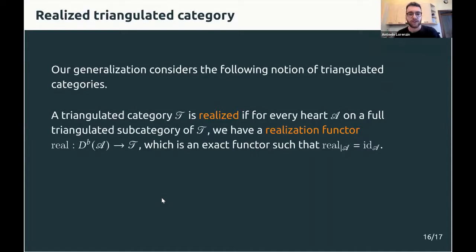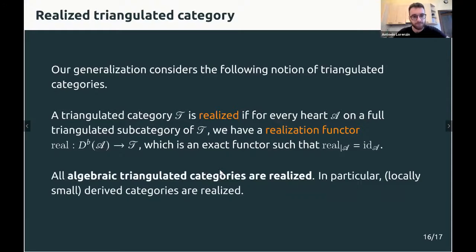So a triangulated category T is called realized if for every heart A on a full triangulated subcategory of T, we have a realization functor that is generally denoted with real. And this is just an exact functor that if you try to restrict to the heart, it will give you the identity. And here I require this to hold for every heart on a full triangulated subcategory, because I want all triangulated subcategories of T to also be realized. So it is closed under subcategories. It is very important to notice that all algebraic triangulated categories are realized, and so in particular also locally small derived categories are realized.